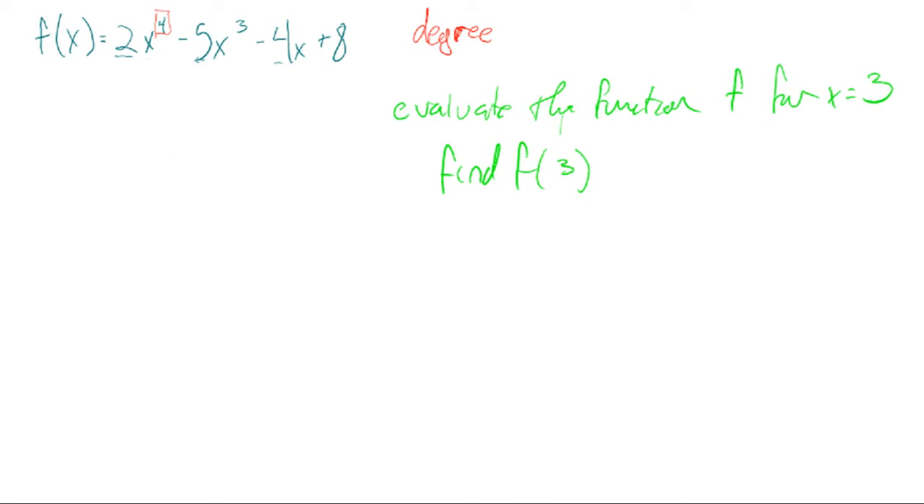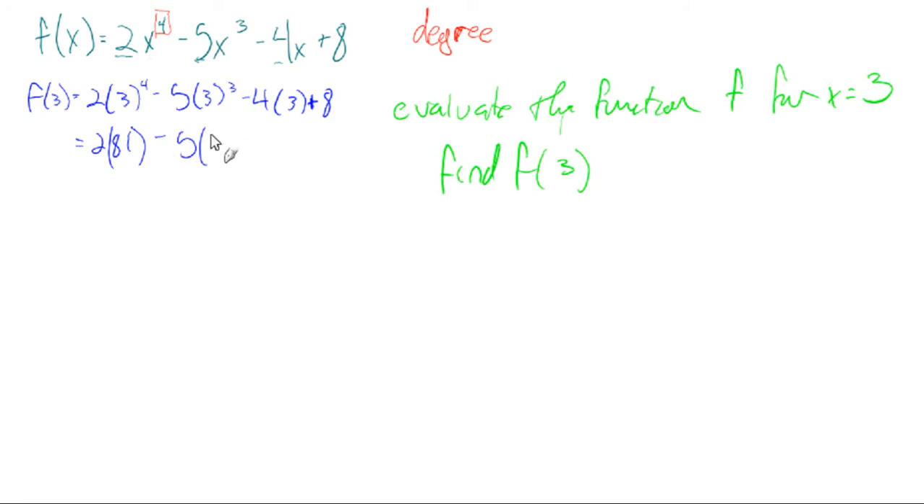So let's do just that. Let's put in 3 for x. F of 3 is 2 times 3 to the 4th minus 5 times 3 to the 3rd minus 4 times 3 plus 8. Okay, 2 times 3 to the 4th is 81. Minus 5 times 3 to the 3rd, that's 27. Minus 4 times 3, we'll just say that's 12. Plus 8. This is 2 times 81 is 162.